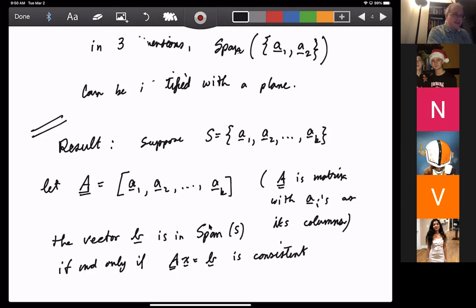All right, so remember, consistent means what? It has at least one solution. Exactly, very good. So really this is just a restatement of what we've already observed earlier. It's just expressed in slightly different language.